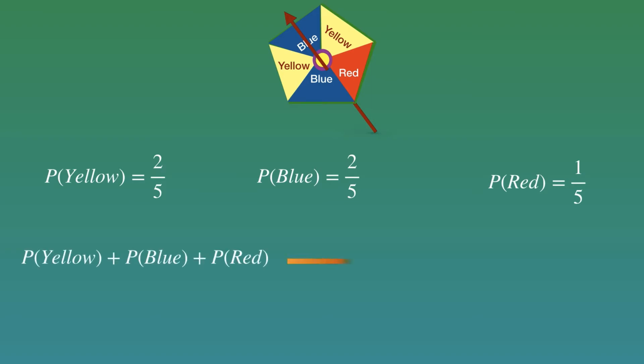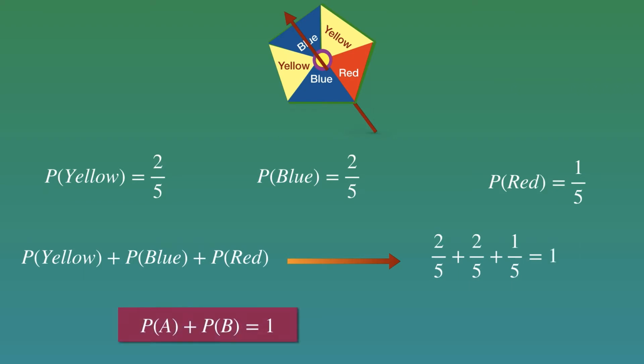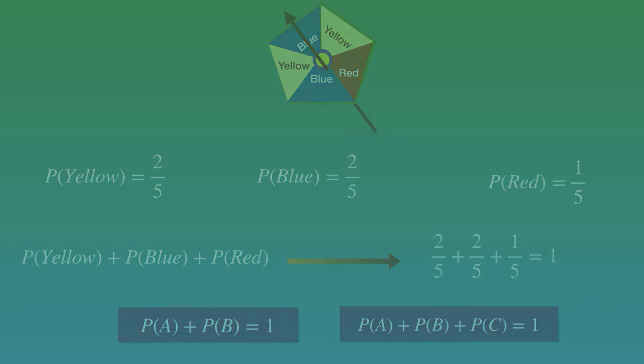The sum of the probabilities of all the mutually exclusive events always adds up to 1. In general, if A and B are 2 mutually exclusive events, then we can say the probability of A plus the probability of B is equal to 1. Similarly, we can extend this rule to many different mutually exclusive events. For example, if A, B, and C were 3 mutually exclusive events, this would be the probability of A plus the probability of B plus the probability of C is equal to 1.